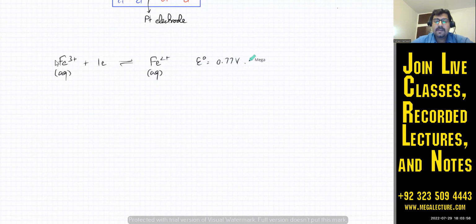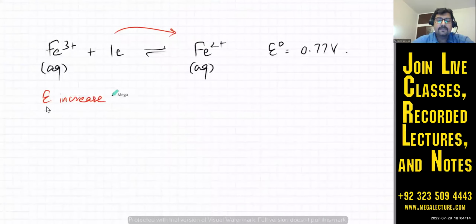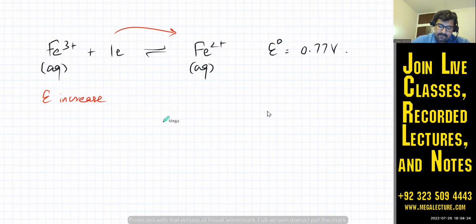Now, if I want to make it more positive, what do I need to do? I need to push it to the right. How can I do that? So when will the potential increase? Keep in mind that when you're talking about non-standard potential, you just write E. There's no not on top of it. This not is not written on top of that. Okay? So if I want to increase the potential, I need to push it to the right. Equilibrium should shift to the right. And how can I do that?